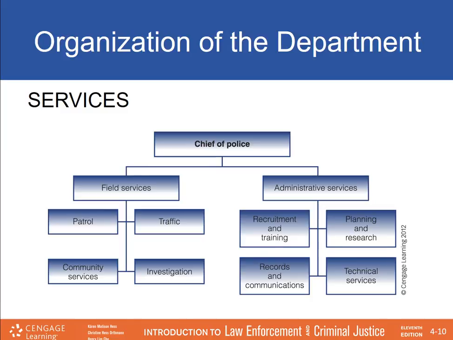When you divide it out a little bit more, and we won't spend a lot of time on this, but you can look here, this breaks it down more. When you look at organizations of departments, typically the chief at the top, and there's usually 2 divisions minimum. Larger departments have quite a bit more, but here you have an example of field services. So you look at those out in the field, patrol, community services, traffic, investigations. Administrative services, more of the administrative side of the house, if you will. Recruitment and training, records, planning and research, technical services. So you can see how those are divided.